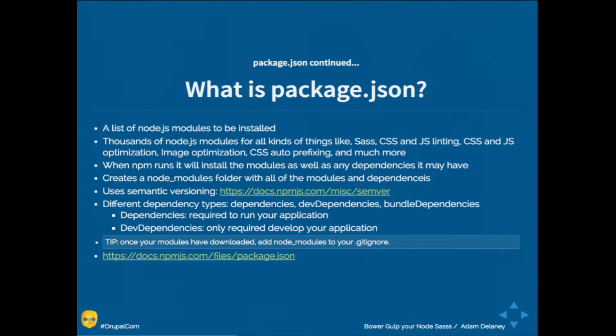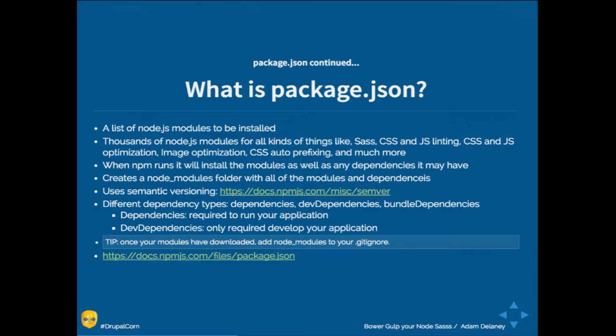When npm runs, it will install the modules as well as any of the dependencies, which is kind of nice. So if Node Sass needs 5 other Node modules, you don't actually have to list those. It knows that it needs to get Node Sass, and Node Sass needs these 5 other things, and it goes and grabs that. It uses semantic versioning, which I find very, very confusing. So I listed the URL here, and you can go read about it and figure it out.